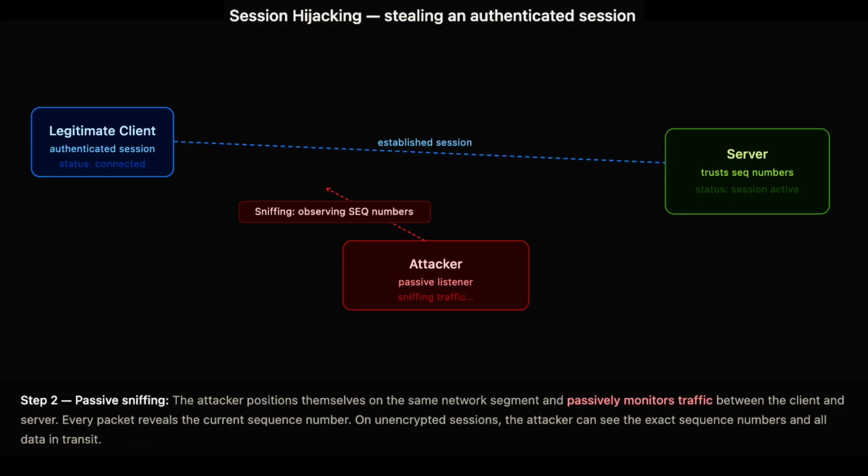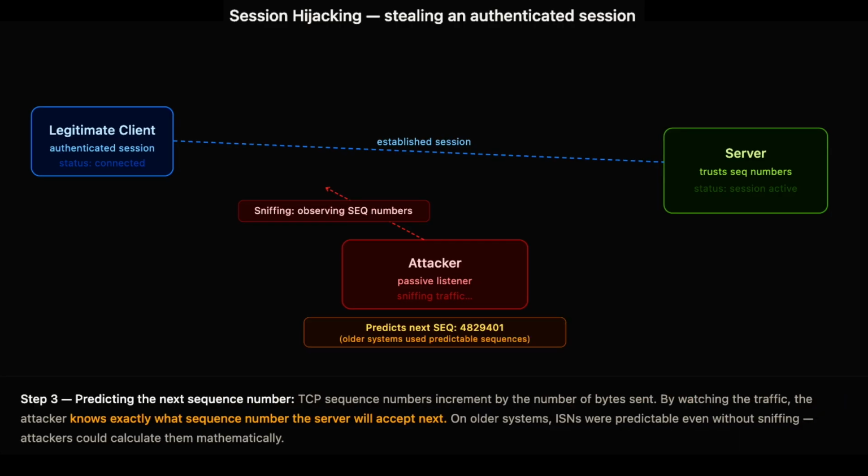The attacker positions themselves on the same network segment and passively monitors traffic between the client and server. Every packet reveals the current sequence number. On unencrypted sessions, the attacker can see the exact sequence numbers and all data in transit. On older systems, TCP sequence numbers were predictable or poorly randomized, making this straightforward.